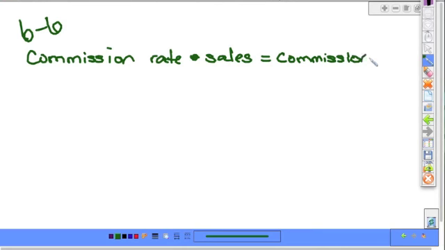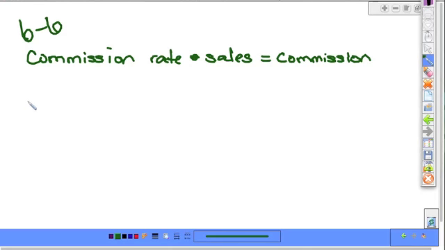So let's say someone is selling something. It's whatever interest rate or percent they are getting times the sale of the item will give them their total amount of commission that they earned. So let's show this example here.